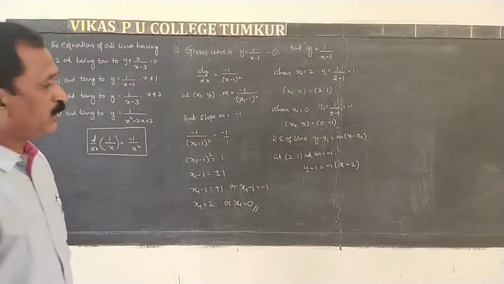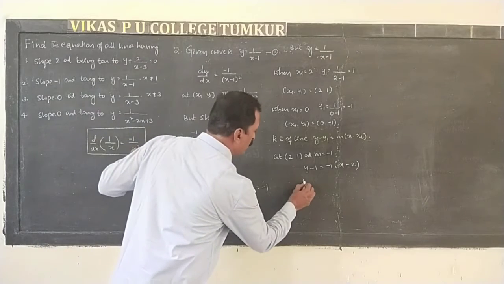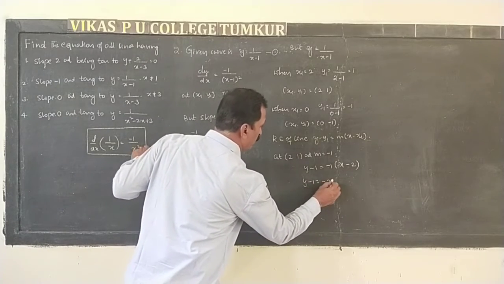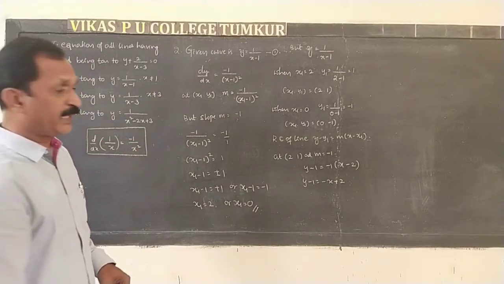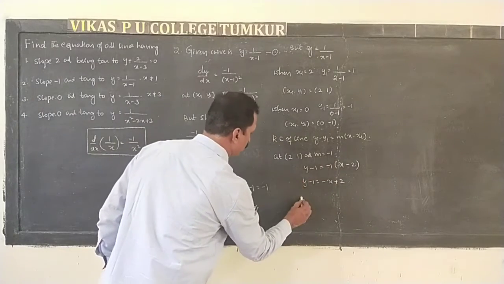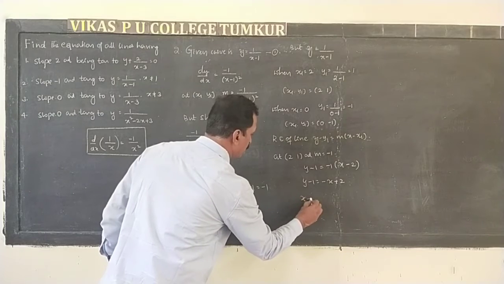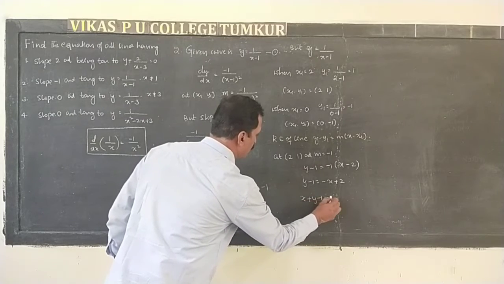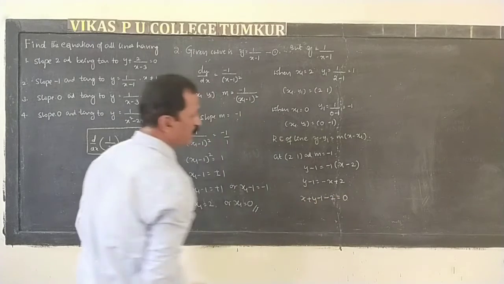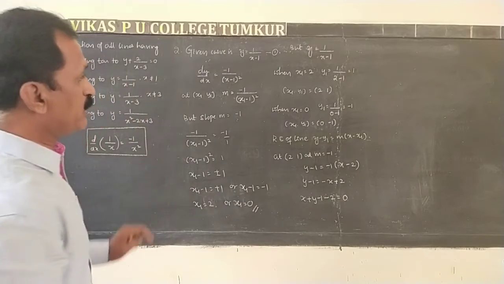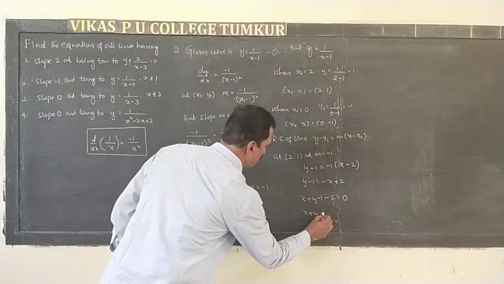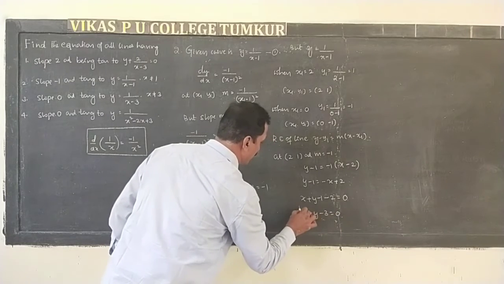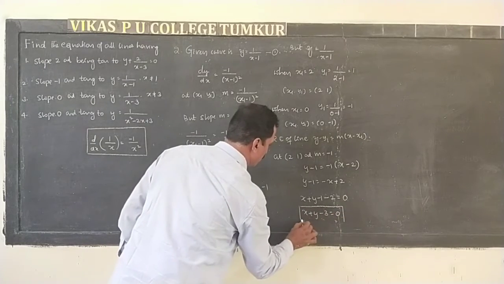Got it? So shall I simplify this? y minus 1 is equal to minus x, minus of minus plus 2. Rearrange that equation. Plus x, plus y, minus 1, minus 2 is equal to 0. Now I am getting the first equation of line. So the first equation of line is x plus y minus 3 is equal to 0. This will be the first equation of line.